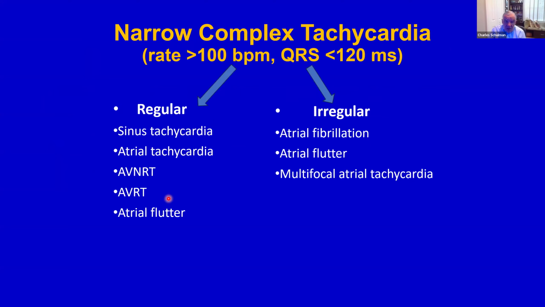So starting off with narrow complex tachycardias, defined as a rate over 100 beats per minute and QRS complex less than 120 milliseconds, 3 small boxes. The regular tachycardias are sinus tachycardia, atrial tachycardia, AV nodal reentry, AV reentry, and atrial flutter. Irregular tachycardias are atrial fibrillation, which is by far the most common, atrial flutter, or multifocal atrial tachycardia, which is mostly in very sick people.